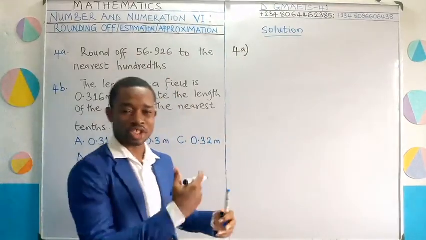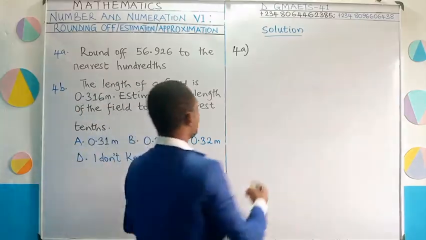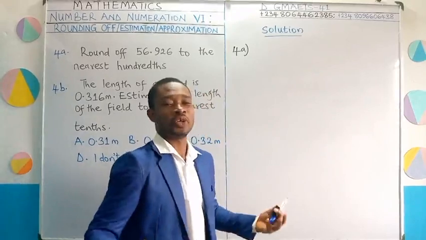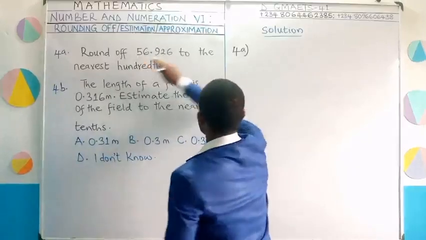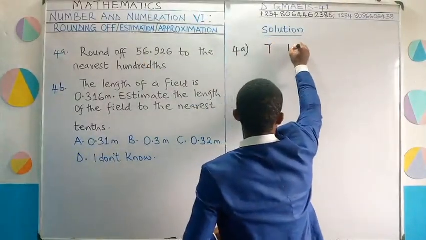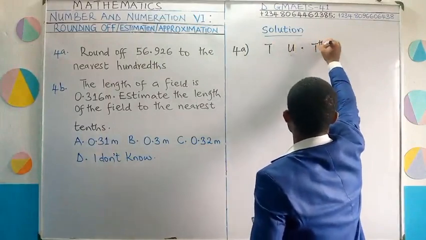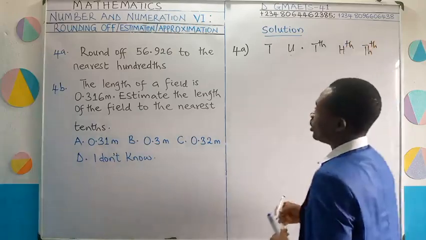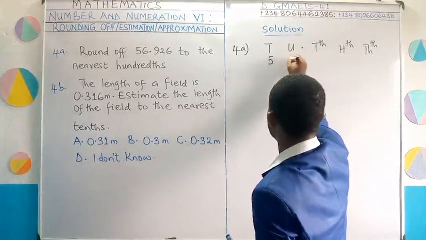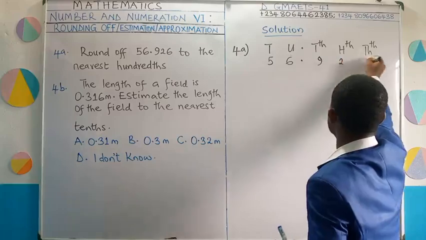Let me solve this one showing the place values. But like I said, you don't need it, okay? I'm just doing it for the sake of doing. So we have these as tens. Then the next one should be units, a decimal point. Then this will be tenths, hundredths, and thousandths. Good. Fixing up the values there, we have 56, then a decimal point, 926.